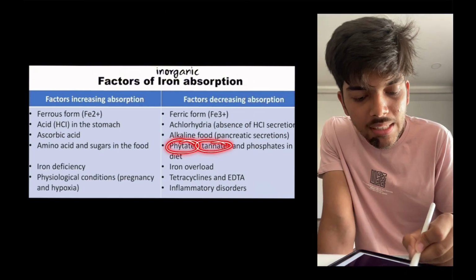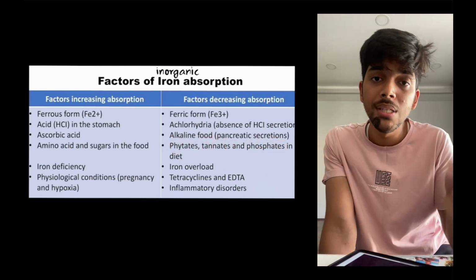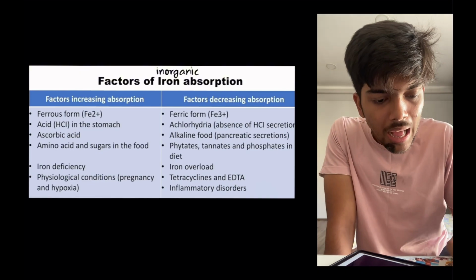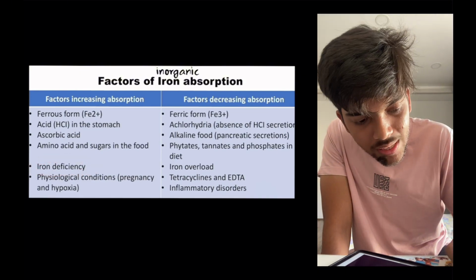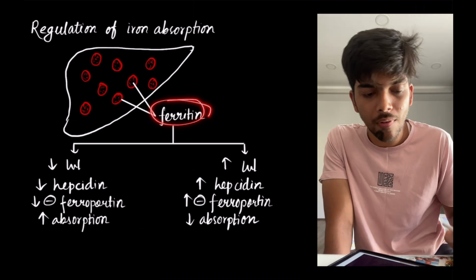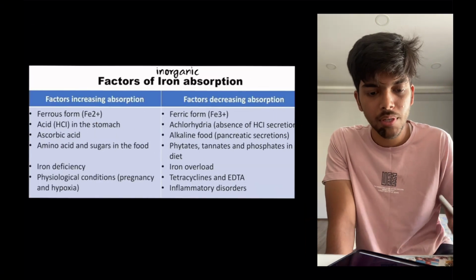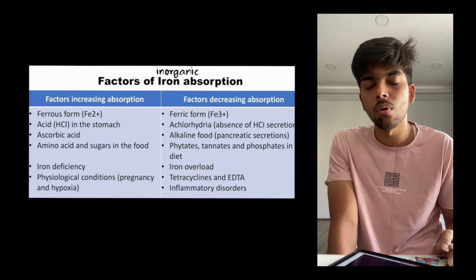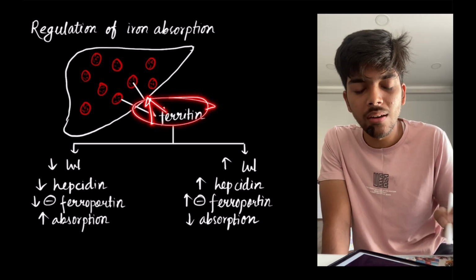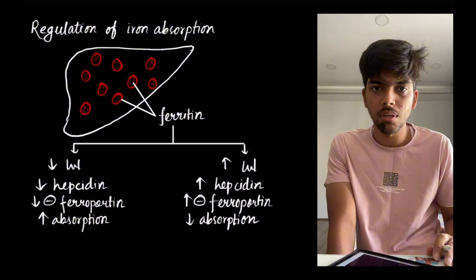Substances like phytates, tannates and phosphates make chelates with iron, which decreases the absorption of iron as well. Another is iron deficiency. When there is deficiency of iron, there is less storage form of iron and more absorption. When there is iron overload, that is excess of iron in the blood, there is excess of stored iron in the liver, there is excess of ferritin, and there is less absorption.